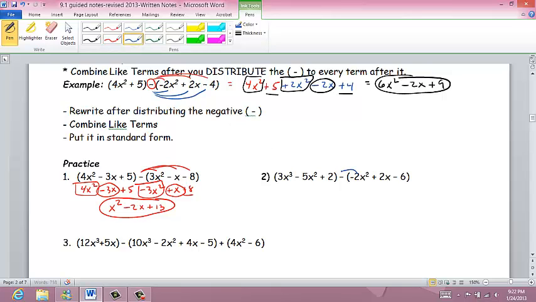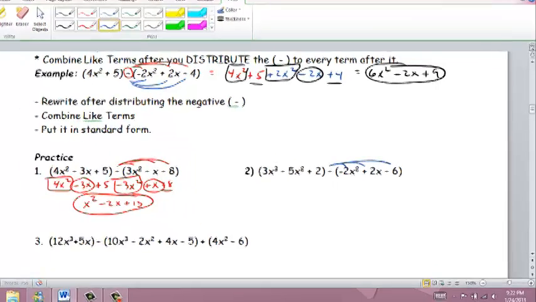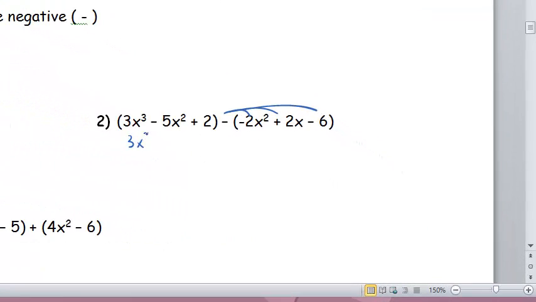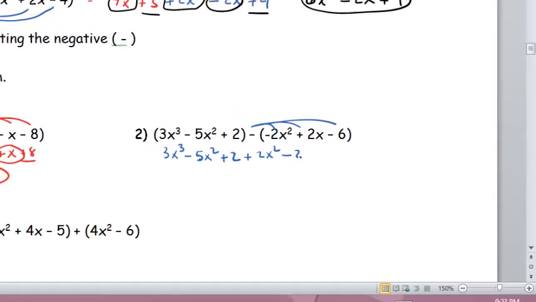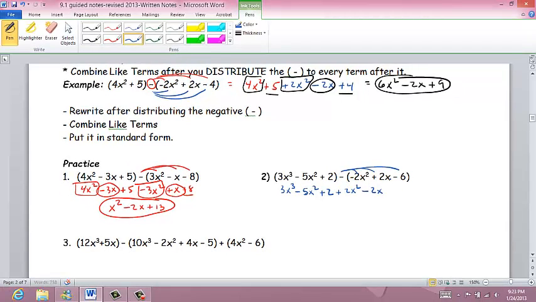Next example, when you distribute that negative. Do I have to distribute anything to the first set of parentheses? No. So 3x to the third minus 5x squared plus 2. Now, this negative 2x squared becomes positive 2x squared. The positive 2x becomes negative 2x. And the negative 6, a negative and a negative make a positive 6.